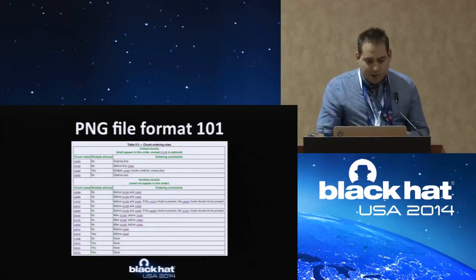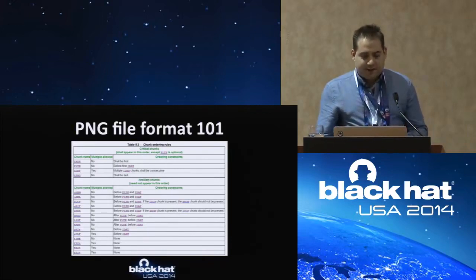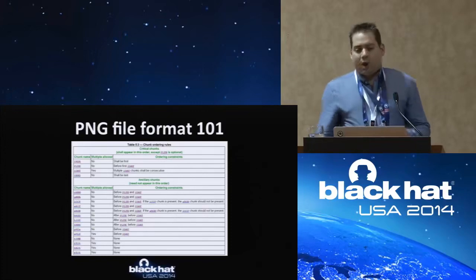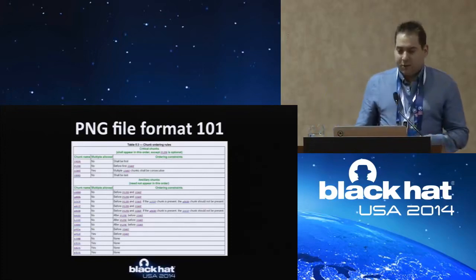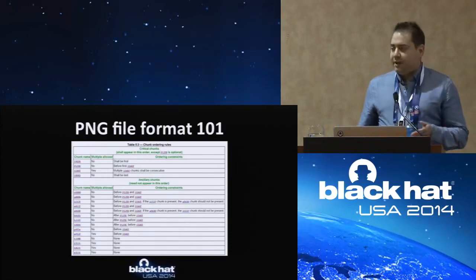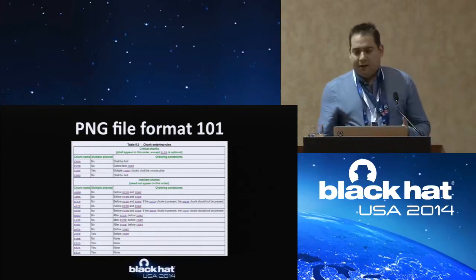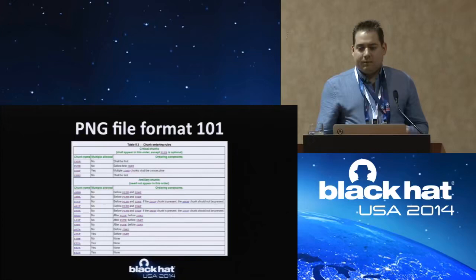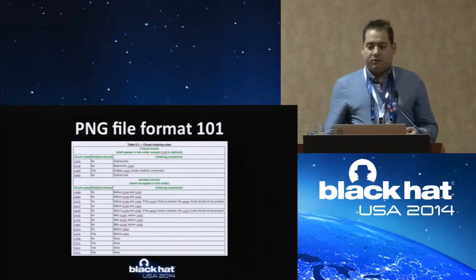And then you can have a lot of other chunks that are called ancillary. Those are basically optional chunks, and you can put comments in them, like dates or time of creation. A library is capable of reading an image without knowing about those chunks.